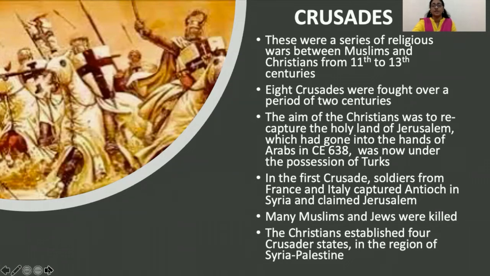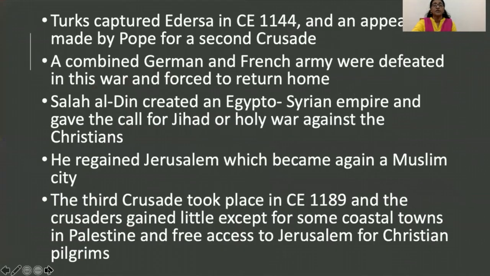In the First Crusade, soldiers from France and Italy captured Antioch in Syria and claimed Jerusalem. Many Muslims and Jews were killed. The Christians established 4 crusade states in the region of Syria, Palestine. Turks captured Edessa in CE 1145 and appeal was made by Pope for a second crusade.